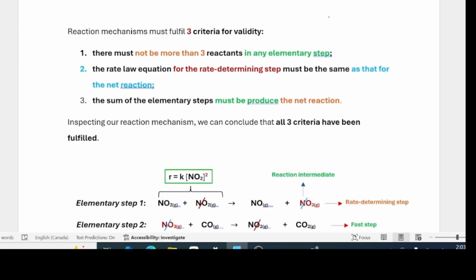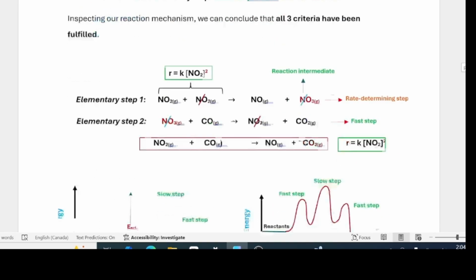There's some criteria that determine whether or not a reaction mechanism is valid, and there are 3 of them. 1, there must not be more than 3 reactants in any elementary step. The rate law equation for the rate determining step must be the same as that for the net reaction. And thirdly, the sum of the elementary steps must produce the net reaction or the net equation. Let us go and check our mechanism to see whether or not these 3 criteria have been fulfilled.